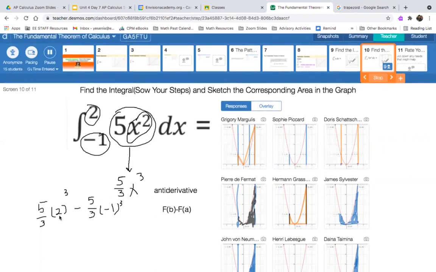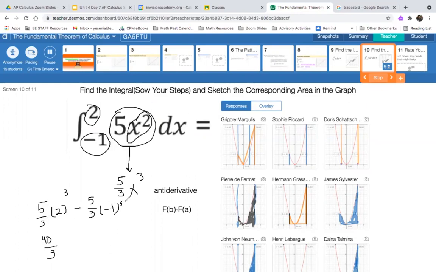So all we got to do now is simplify this with some algebra. So 2 to the third power, that is 8, right? Yeah, 2 times 2 is 4, and so that's 8. 8 times 5 is 40. Then we got divided by 3. Let me know if anyone has questions. So 2 to the third is 8, times 5, I got 40, and then I brought down the divided by 3.